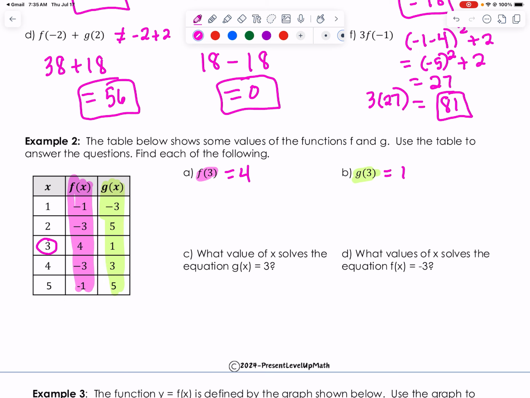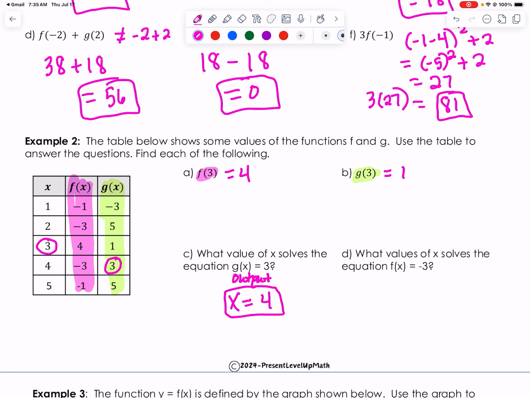Problem C. What value of x solves the equation g of x is equal to 3? So here, they're not giving us the input value, they're giving us the output is 3. So I want to look at the g of x column, find an output of 3, and ask myself, what x value does that correspond to? And it corresponds to x equals positive 4.